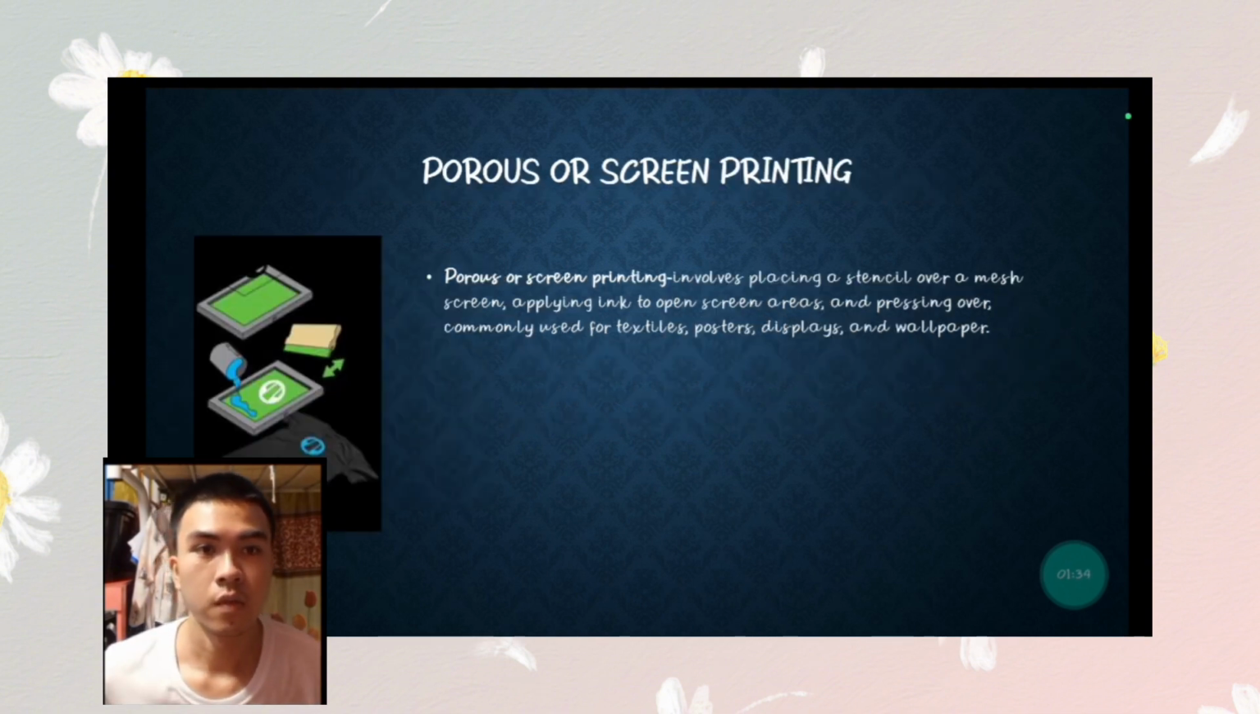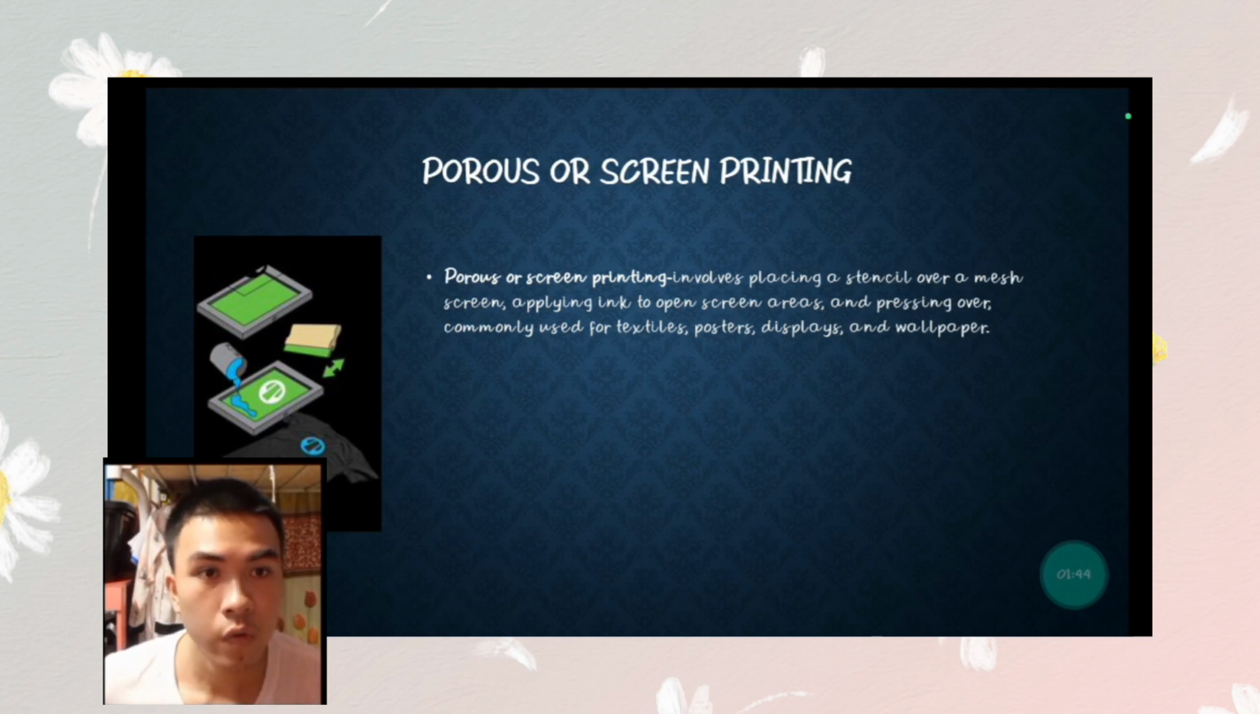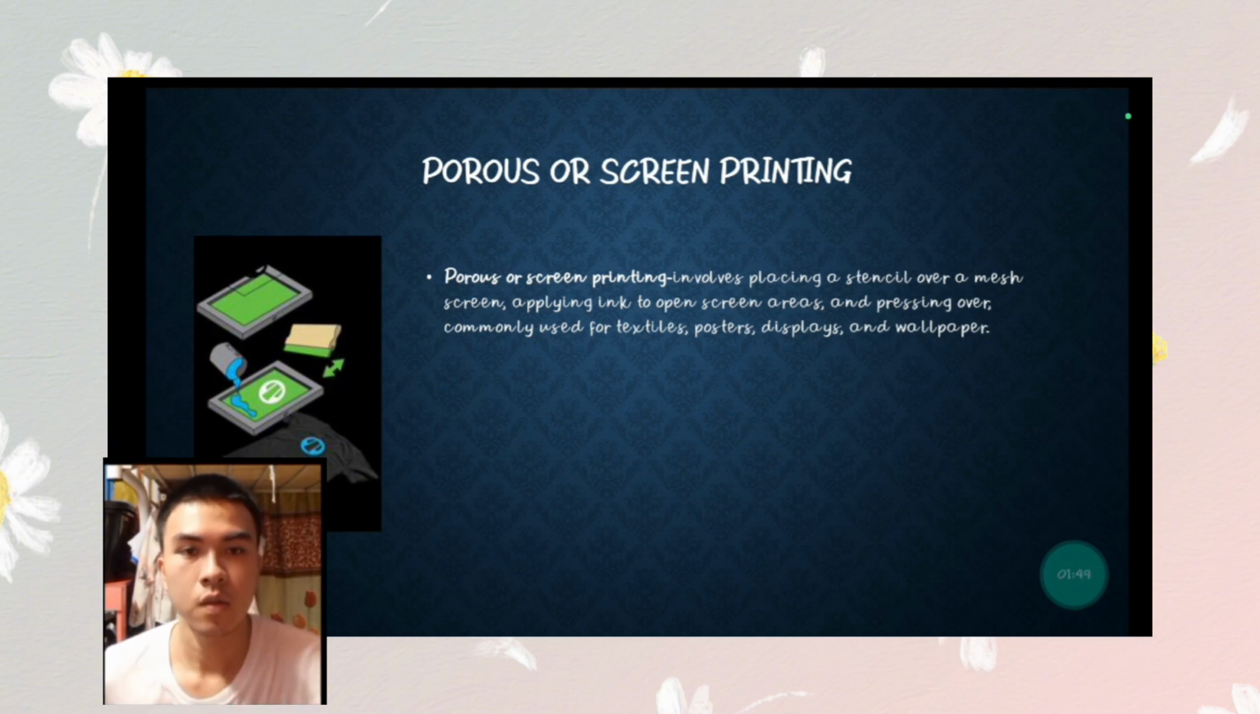So, the last one is porous or screen printing. It involves placing a stencil over a mesh screen, applying ink to the open screen areas, and processing it. It is commonly used for textiles, posters, displays, and wallpaper.